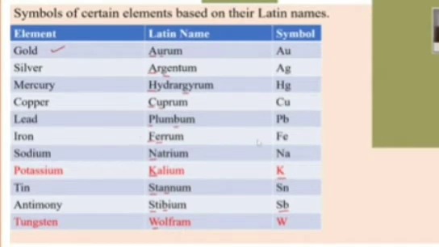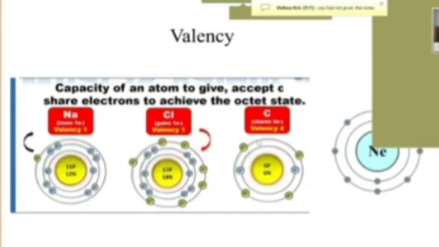So first of all, let me ask you a question. What is valency? Valency is the capacity of an atom to give, accept or share electrons to achieve stability. We discussed in the last class what an atom is. What is an atom? An atom is the smallest particle of an element which may or may not exist independently but takes part in a chemical reaction.